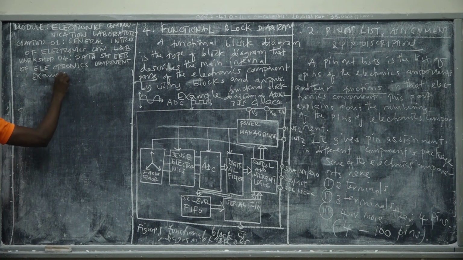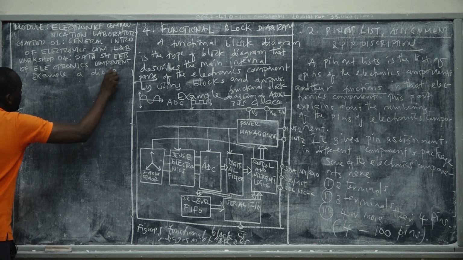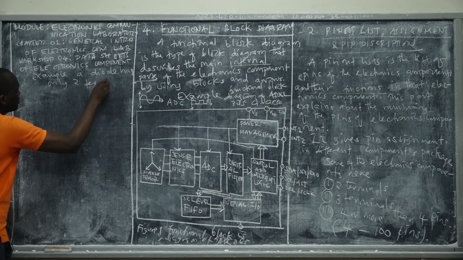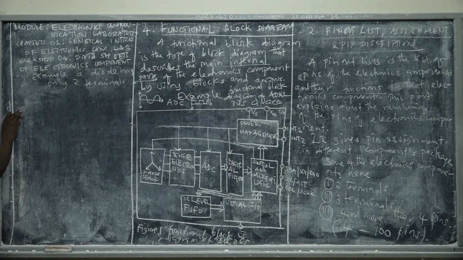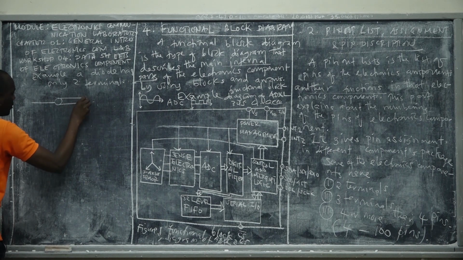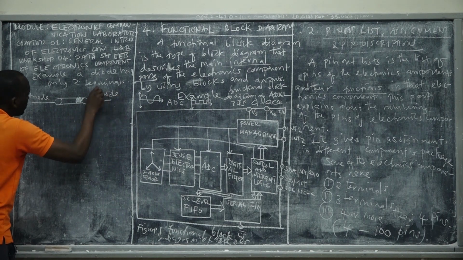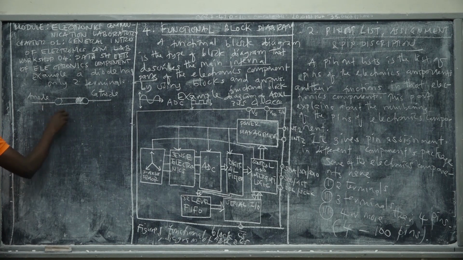For example, a diode, whether a general purpose diode or a special purpose diode, has only 2 terminals. One terminal is called the anode, the other is called the cathode. So in terms of numbering, you can find that this is number 1, this is number 2. This is the first example.